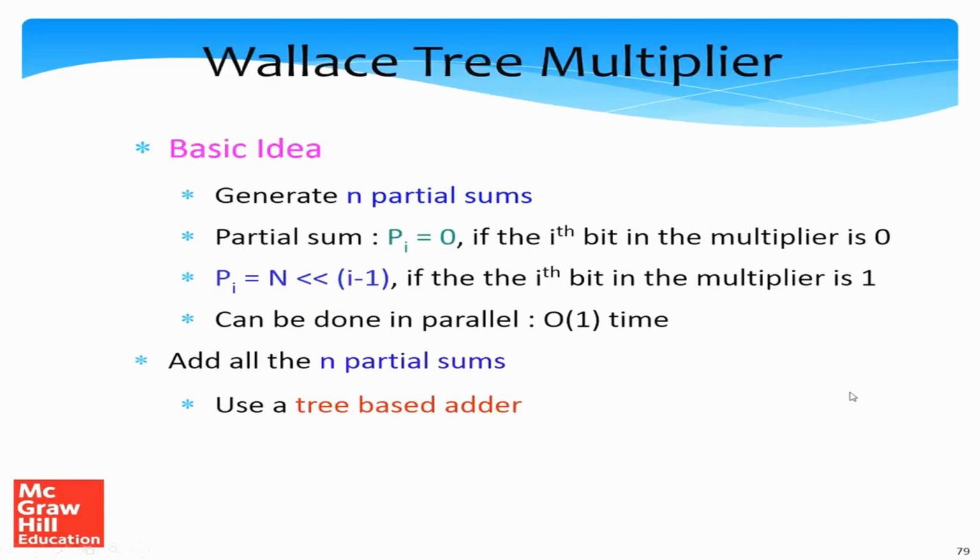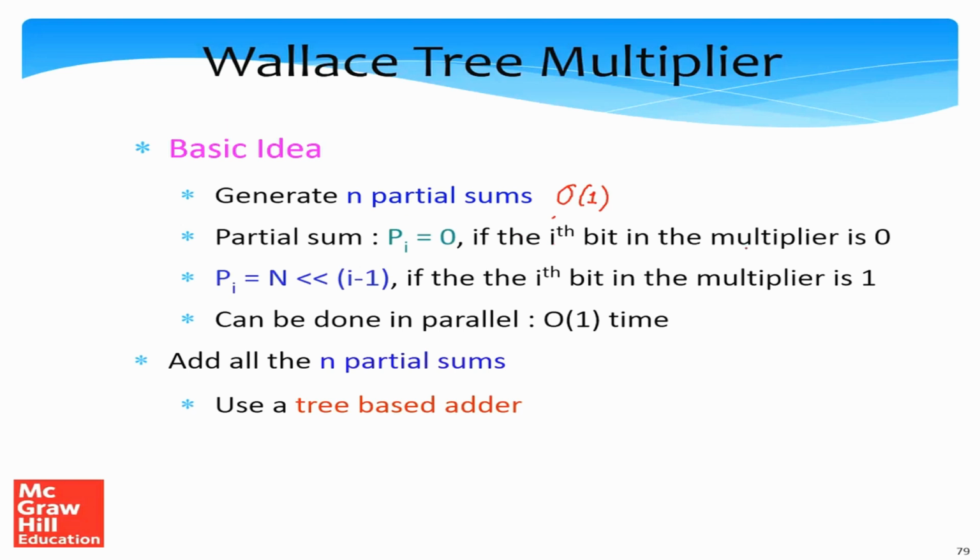So let's now discuss the Wallace tree multiplier. The idea is like this, that we generate n partial sums. So this, as we have seen in the previous example, can be done very quickly. So this can be done in order of 1 time, where we generate the n partial sums. How do we do this? We take a look at each bit in the multiplier. If it is 1, the partial sum is the multiplicand, of course shifted by a certain number of positions to the left. Otherwise, the partial sum is 0. So this is exactly what we do.